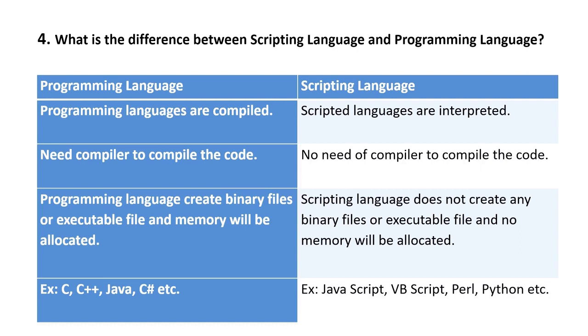Scripting language. Scripting languages are interpreted. No need of a compiler to compile the code. Scripting language does not create any binary files or executable files and no memory will be allocated. Examples of scripting languages are JavaScript, VBScript, Perl, Python, etc.